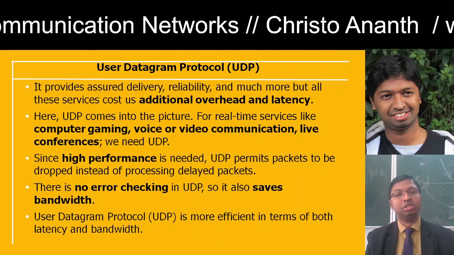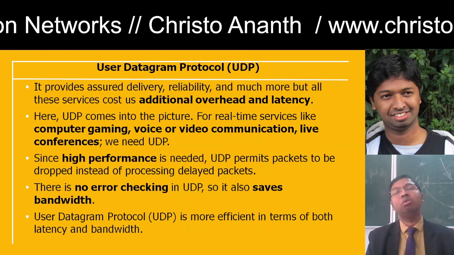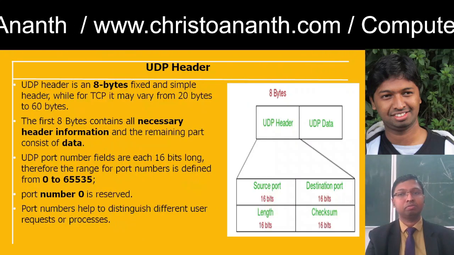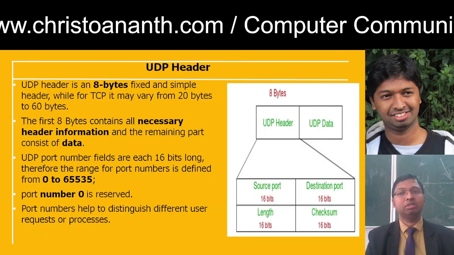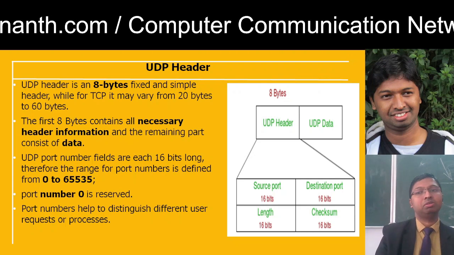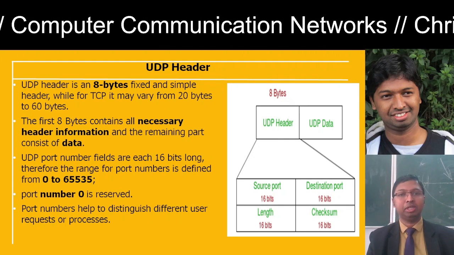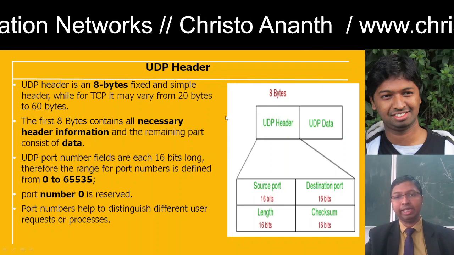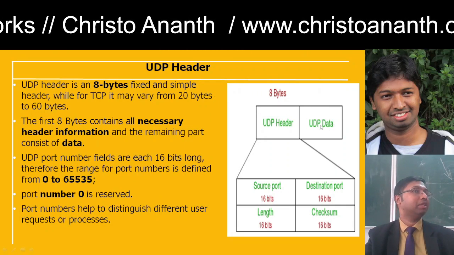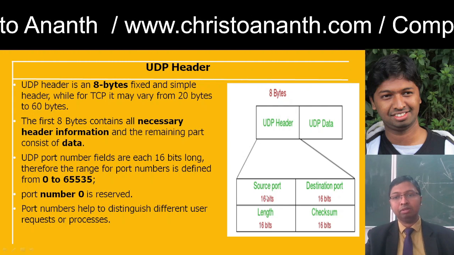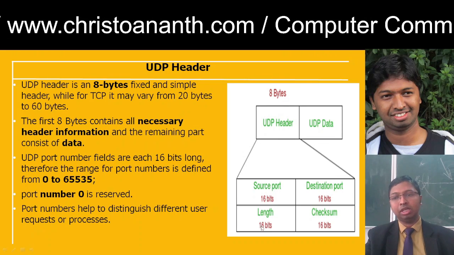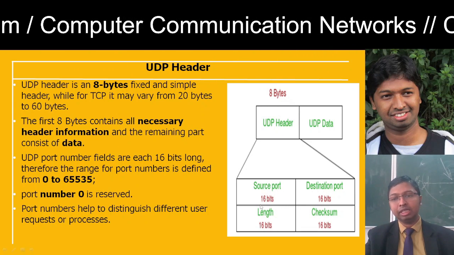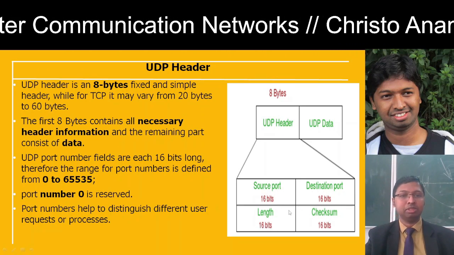So the User Datagram Protocol is, of course, more efficient with consideration of latency and bandwidth. Then we have the UDP header. It's 8 bytes, and it's actually fixed. So you'll have the UDP header and UDP data. The first 8 bytes will have the header information, and the remainder will have the associated data. Here we'll have source port, destination port, length, and then checksum. Source port is 16 bits, destination port 16 bits, length 16 bits, and checksum 16 bits.